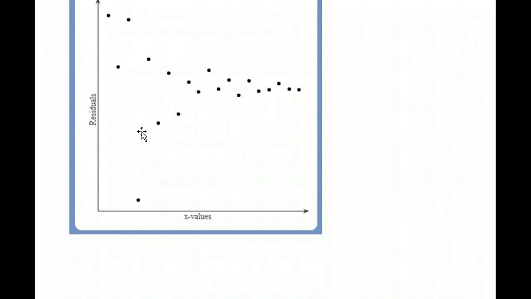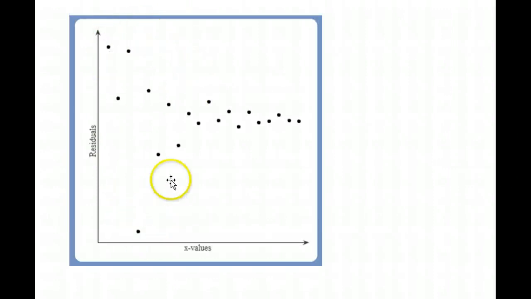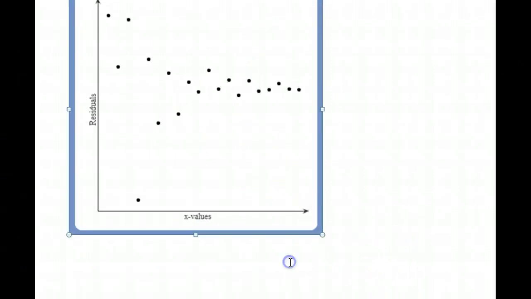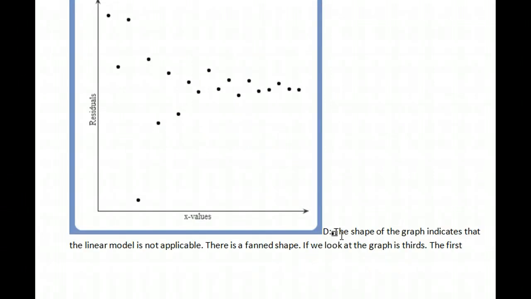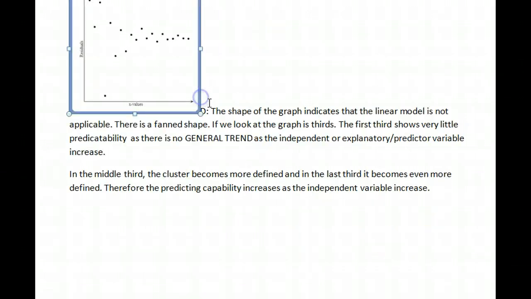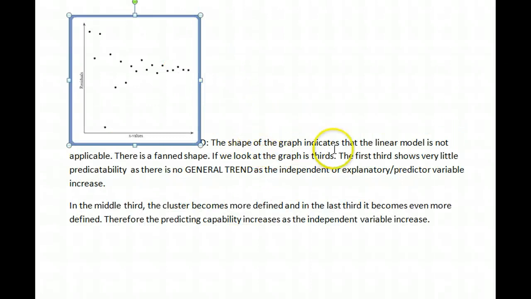One of the ways to assess this is to split it almost in thirds. If you look at the first third, there wouldn't be much of a relationship. But with the second third, it's getting a little stronger, and with the last third, it's getting even stronger. So the points we can note on this one, let's reduce this a little bit so we can see all the notes at the same time: the shape of the graph indicates that the linear model is not applicable. This has a general fan shape, and you might think it fans this way or it could be this way.